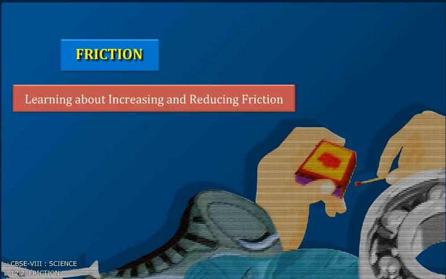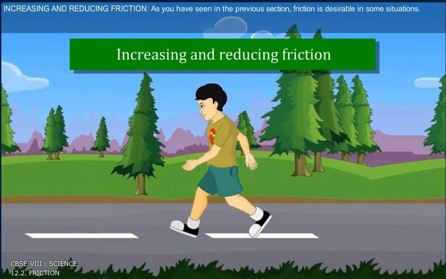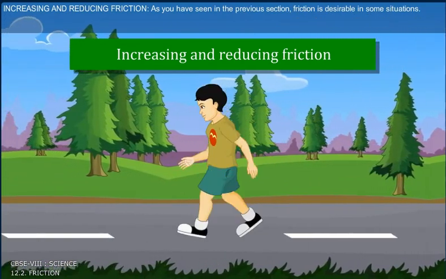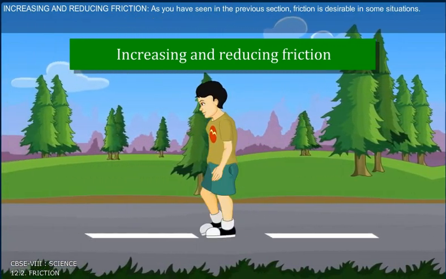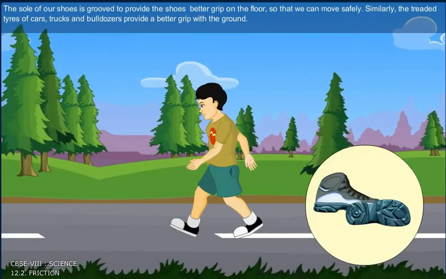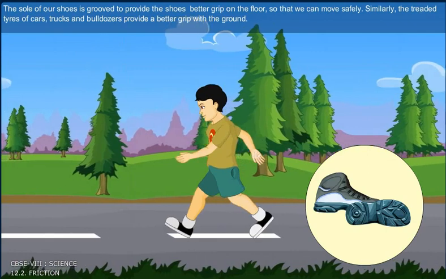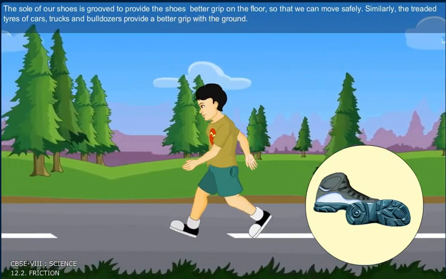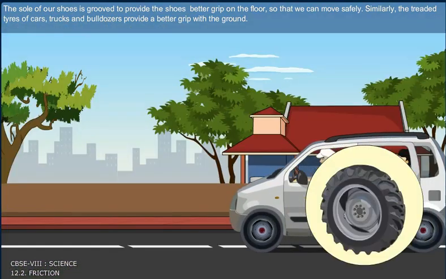Friction. Learning about increasing and reducing friction. As you have seen in the previous section, friction is desirable in some situations. The sole of our shoes is grooved to provide the shoes better grip on the floor so that we can move safely. Similarly, the treaded tires of cars, trucks, and bulldozers provide better grip with the ground.